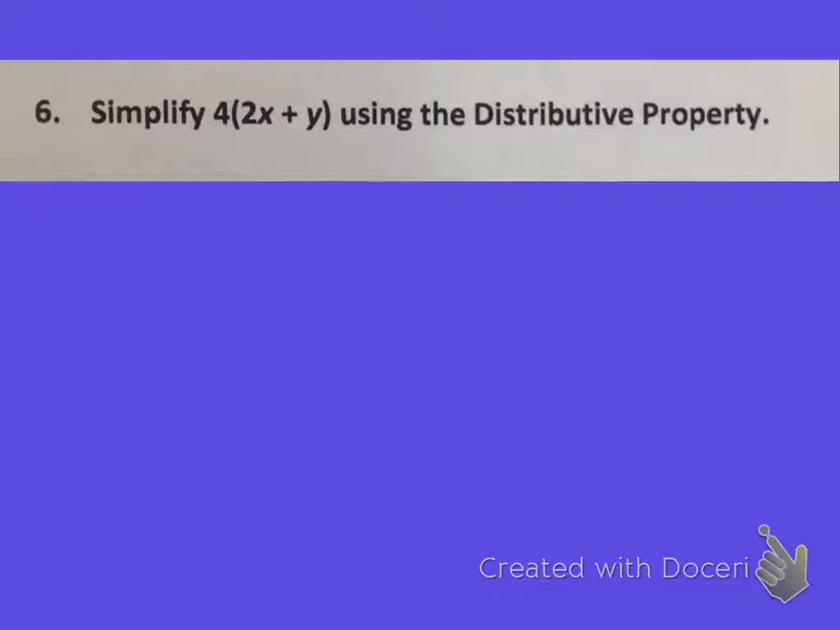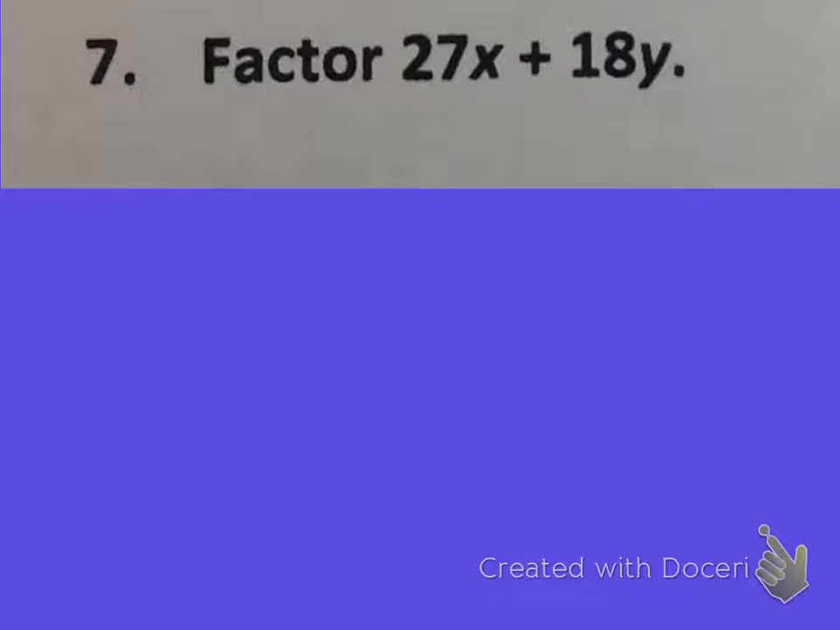In this problem, you simplify 4 times 2x plus y using the distributive property, which you've had a lot of practice with recently. So this one I'm actually going to ask you to do on your own, and we will check this in class, not tomorrow, but the next time we're in class, with our groups to make sure we have the correct answer. Factor 27x plus 18y.